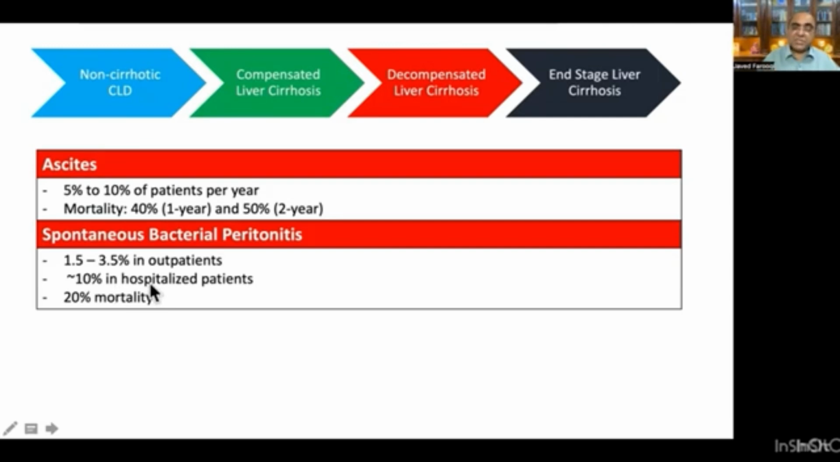Therefore, when a patient with ascites and liver cirrhosis is admitted, ascitic fluid must be taken to see if the patient has infection or not. And this spontaneous bacterial peritonitis has 20% mortality. Initially, this was more than 90%, but now this has been reduced to 20%. But 20% mortality is also a significant one.